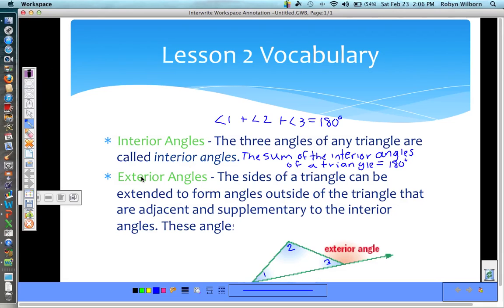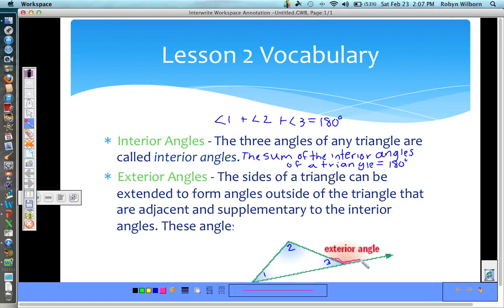Alright, the exterior angles are the angles that are on the outside. If I were to extend any one of these side lengths, I would have an angle. I'm going to change my color here so you can kind of see. I would have an exterior angle. So this right here is my exterior angle. It's an angle that is extending outside the closed plane figure of a triangle, and it is extended from one of the side lengths.